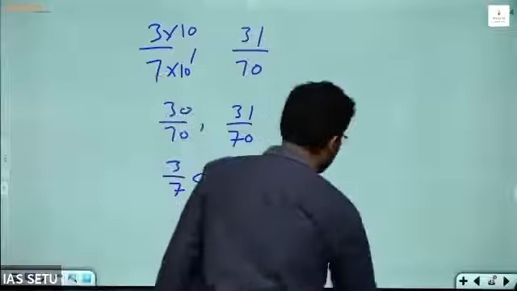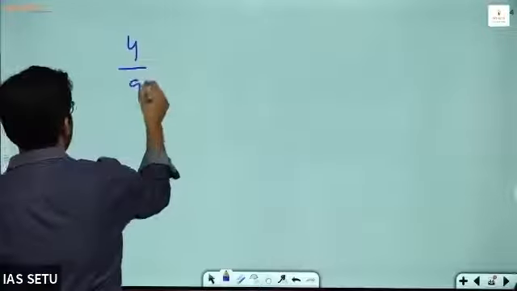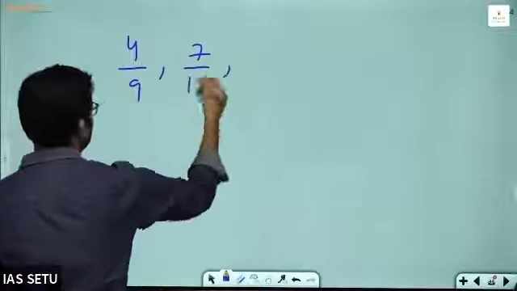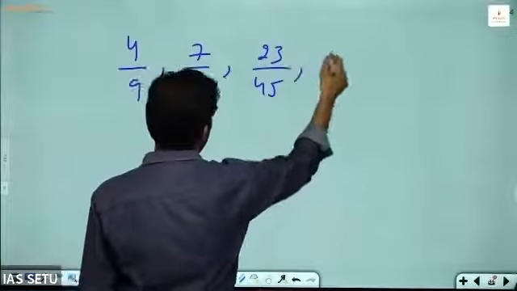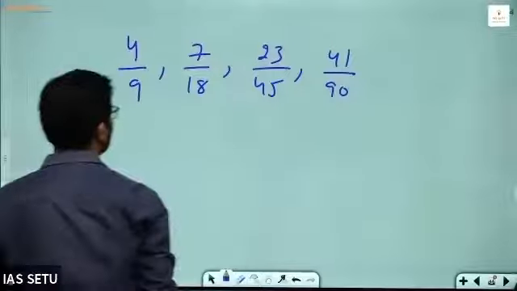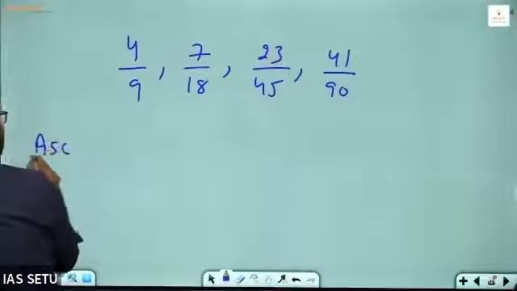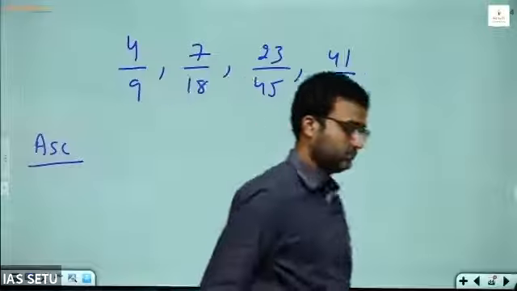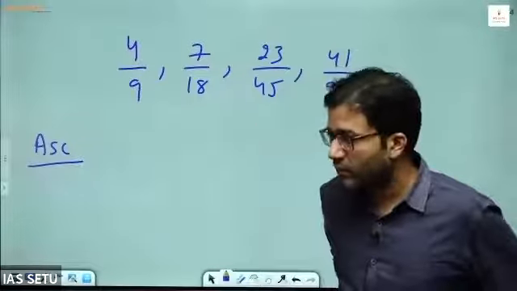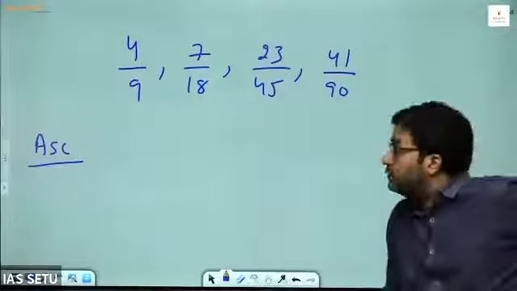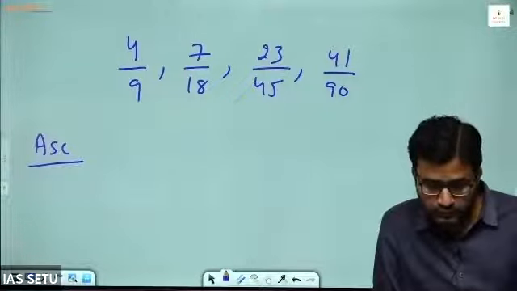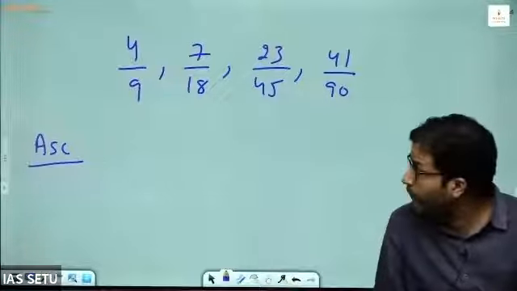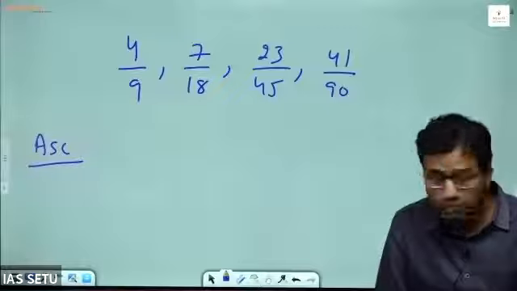Now let me ask you a question. Take your time. 4 by 9, 7 by 18, 23 by 45, 41 by 90. Arrange these four fractions in ascending order. Take your time.